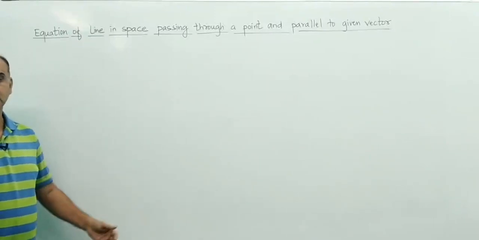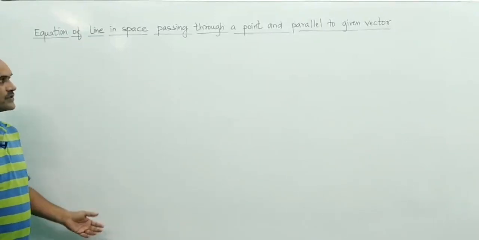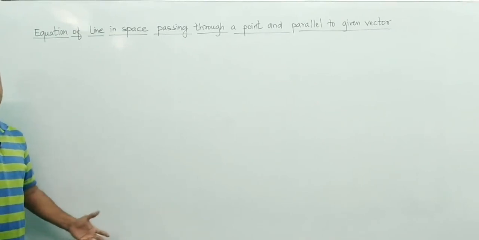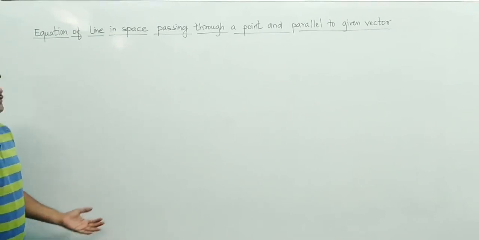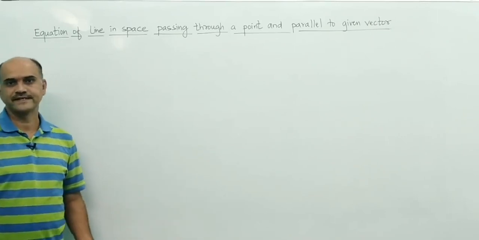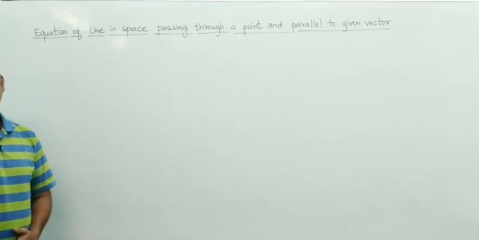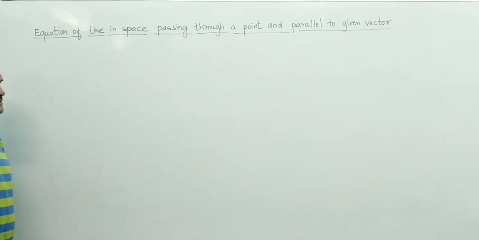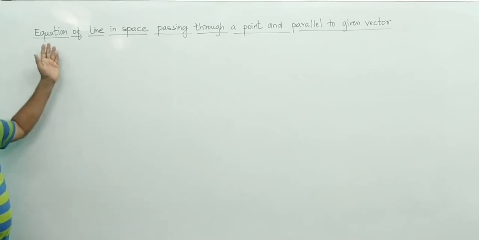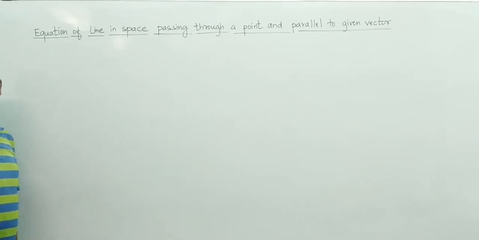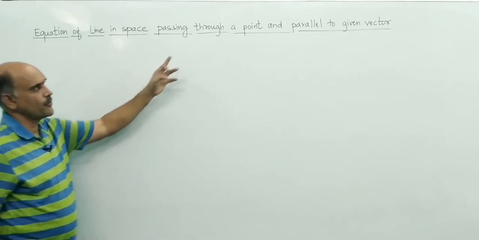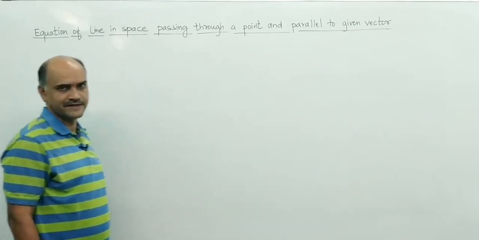Hello students. So in this video we'll see derivations of 3D geometry. Roughly around 6 derivations are there. Surely you will have one in your annual exam. So first one, equation of line in space passing through a point and parallel to given vector.